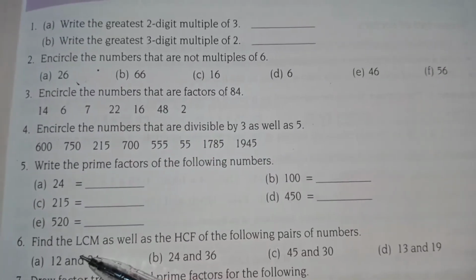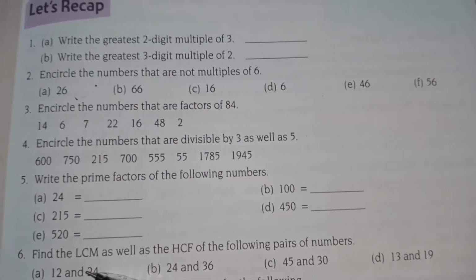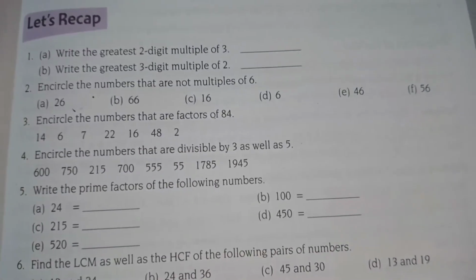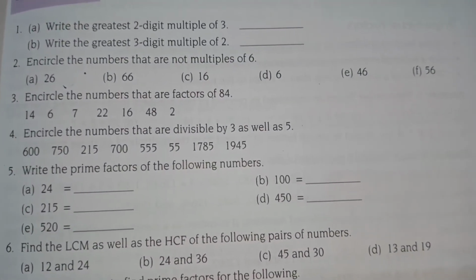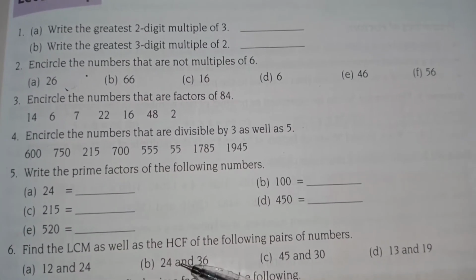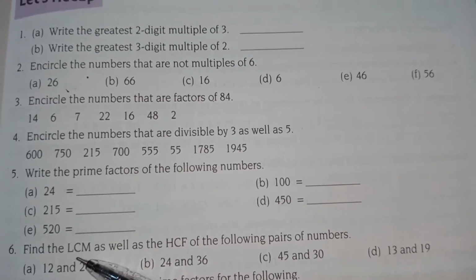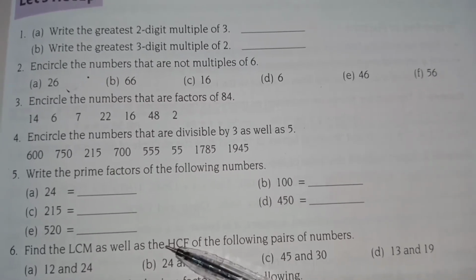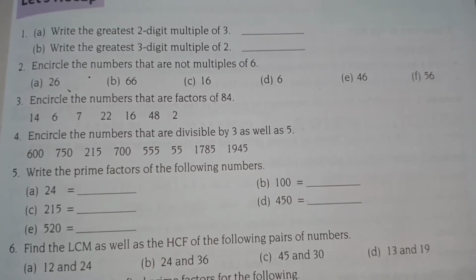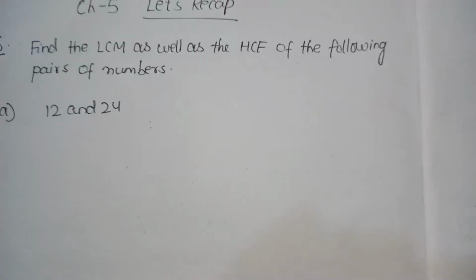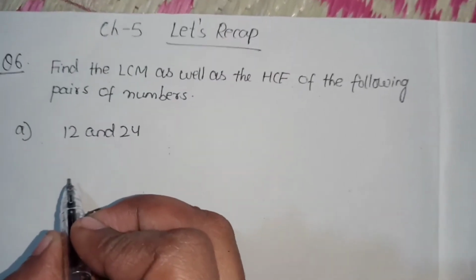But here we are going to use the method which we have learned in class 4 because it is let's recap. Okay, so let's do LCM first, then HCF. LCM we will do by common multiple method and HCF we will do by prime factorization method. Okay, so let's start. First we will find the LCM.